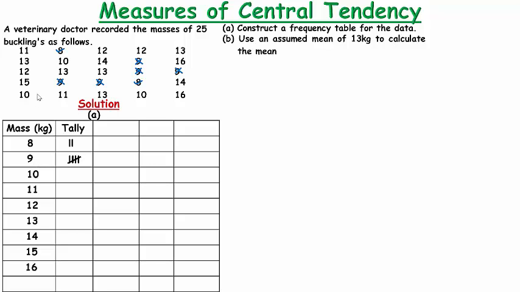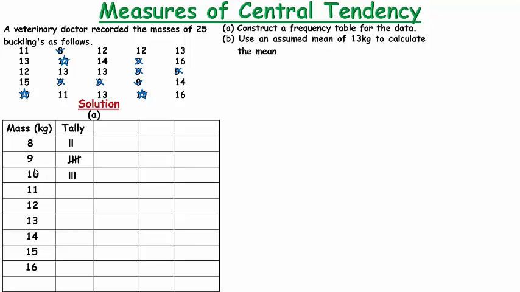Okay, I move on to 10 kilograms. In the first row I have 1, so I'll mark under the tally 1. Second row I have 1, I'll add it to make it 2. Third row I don't have any. The fourth row I have 1, I'll add it to make it 3. The fifth row I don't have any. So in a nutshell, I have 3 bucklings, each weighing 10 kilograms.